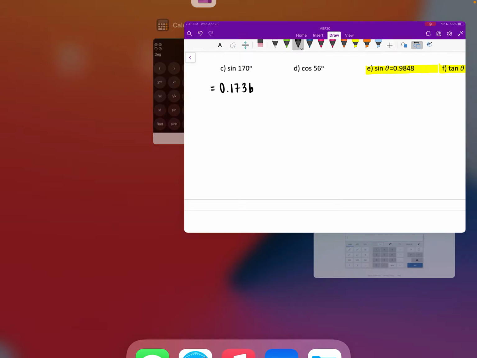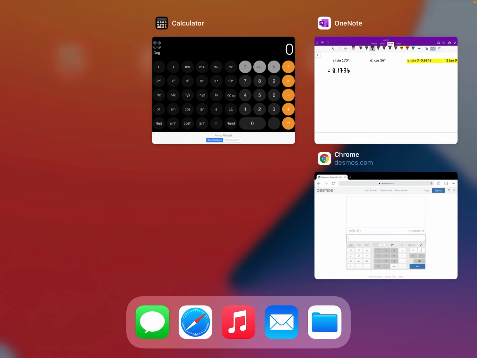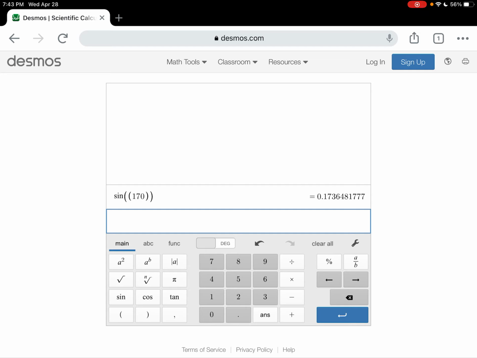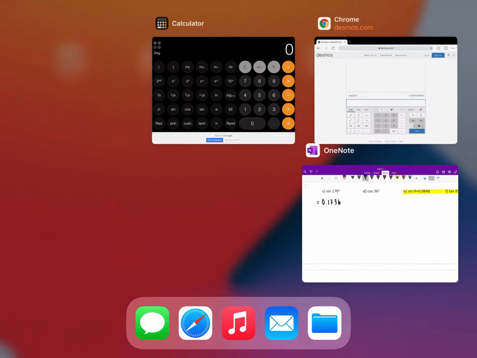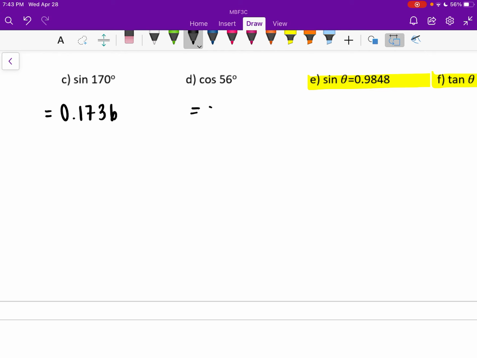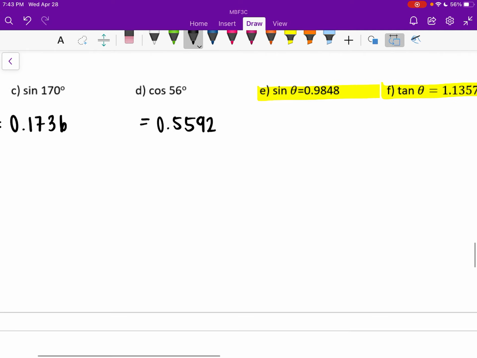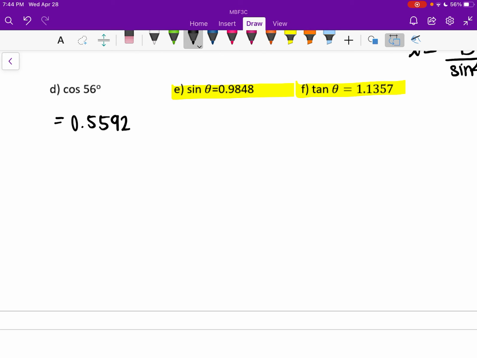Same idea with cosine 56. You're going to go in here and make sure it's in degrees. You're going to say cosine, and then you're going to say 56, right? And then you're just going to enter it into your calculator, and you should get 0.5592, right? So I'm going to go in and write 0.5592.